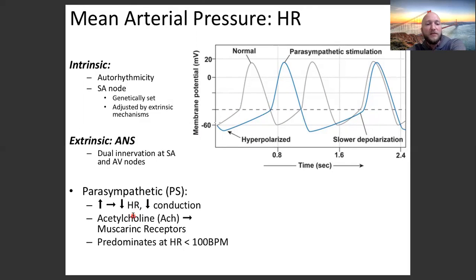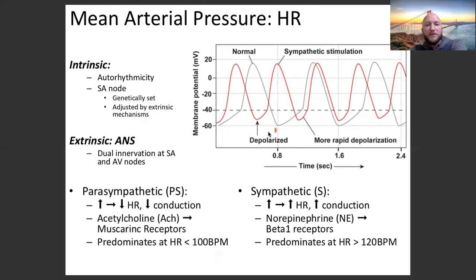Acetylcholine is released by the parasympathetic nervous system, and it binds to muscarinic receptors. That should be reviewed from lecture exam 2. The parasympathetic predominates heart rate. It is the most influential when heart rates are below 100 beats per minute.